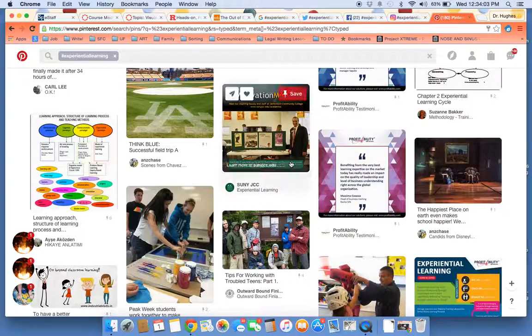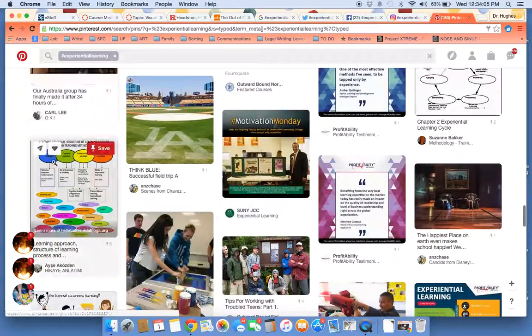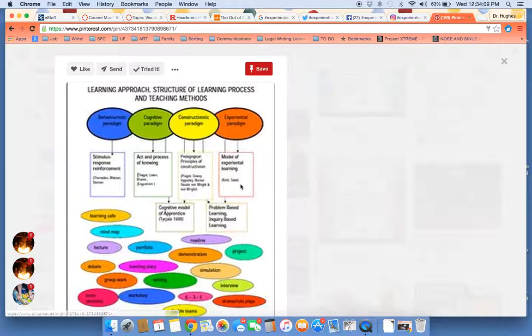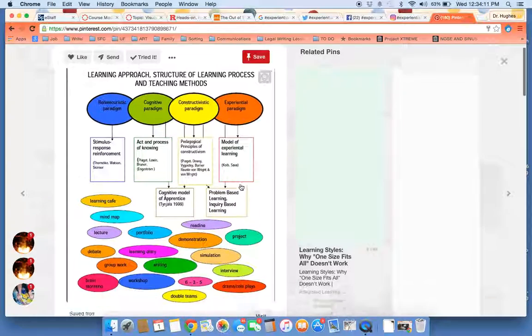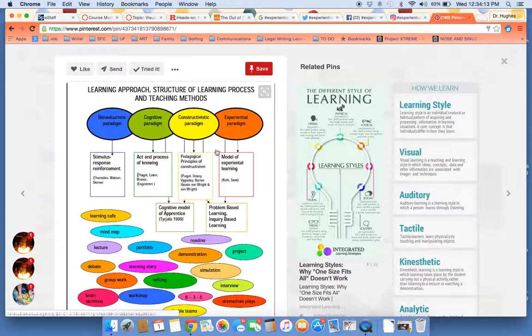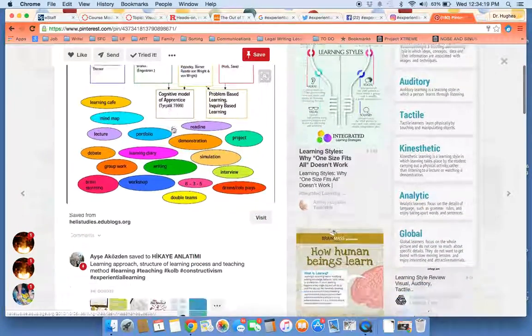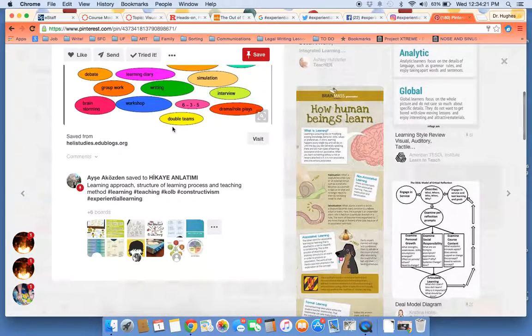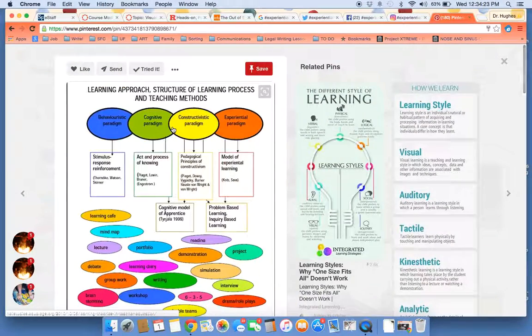Finally, I've preloaded the Pinterest tab, and in doing this and searching for experiential learning, I uncovered this infographic, which I really enjoy because it lets you frame experiential learning in the context of more traditional models. So that is the nuts and bolts of how you would do a walkthrough for your speech.